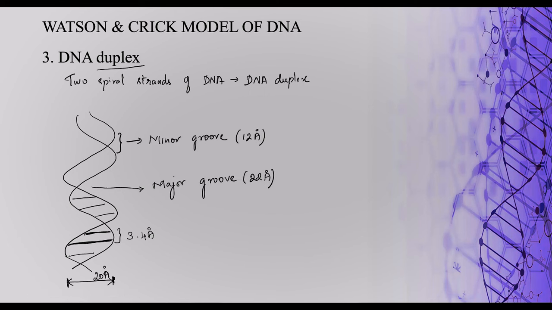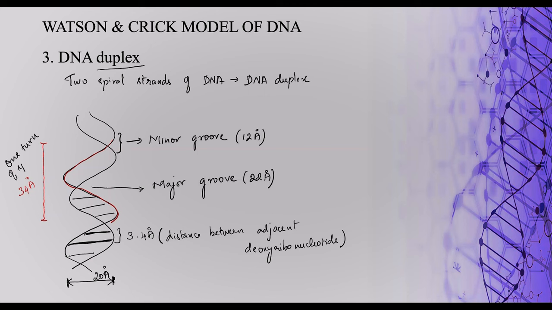Okay, so this is the one bend, right? From here to here, the distance is about 34 angstrom. These are the things they found with the help of the X-ray diffraction pattern. So this is the distance between adjacent deoxyribonucleotides. And this is the one turn of the spiral.